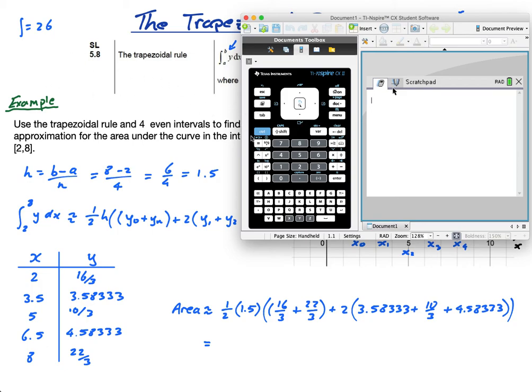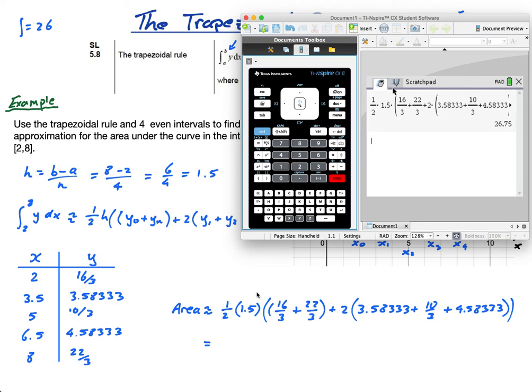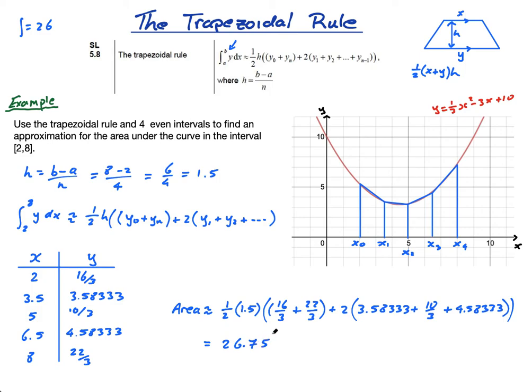So let's write it in exactly how I see it. So it's 1 over 2 times 1.5, two brackets. Now I have 16 over 3 plus 22 over 3, close that bracket, plus 2 times 3.58333 plus 10 over 3 plus 4.58333, close this bracket, close that bracket, press enter, 26.75, perfect, that's what I was expecting. So when it says use the trapezoidal rule, four even intervals, 1, 2, 3, 4, to find an approximation for the area under the curve in the interval 2 to 8, that is my approximation of the area.